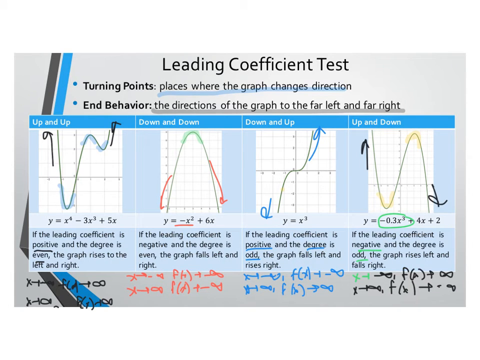Okay, a trick that I always remember: if the degree is even, the end behavior is going to be the same, meaning either up, up, or down, down. And if the degree is odd, the end behavior is going to be opposite, either up, down, or down, up.